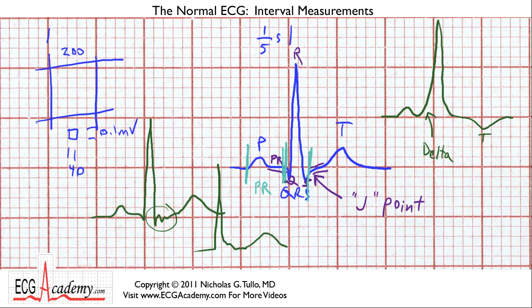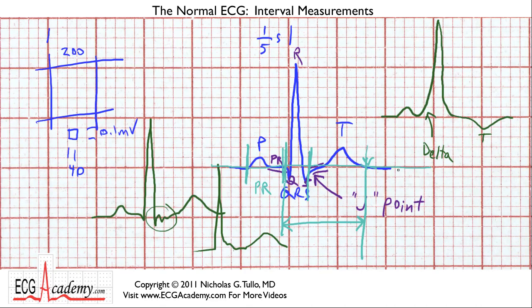And then the other interval that needs to be measured is known as the QT interval, which is from the beginning of the QRS complex to the very end of the T wave, where the T wave comes back to the baseline. If you consider this to be the baseline of the QRS complex, where the T wave comes back to baseline, that's considered the end of the T wave.